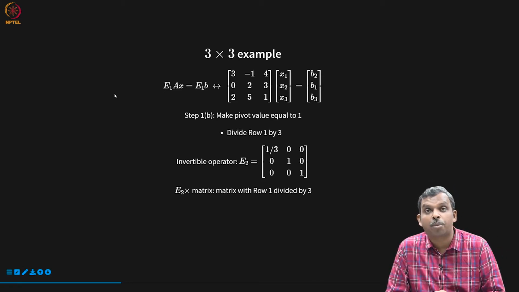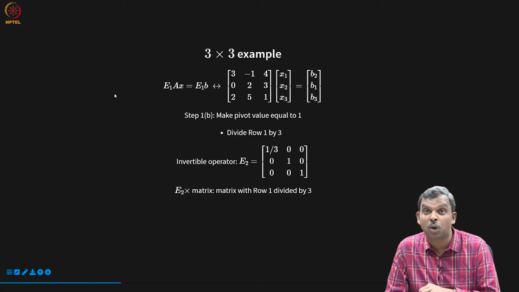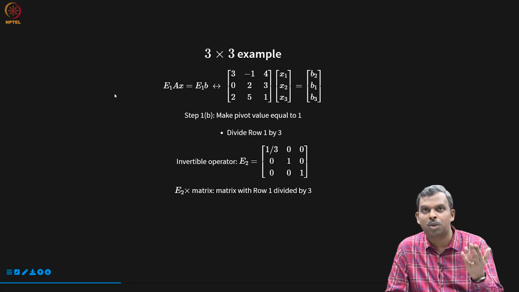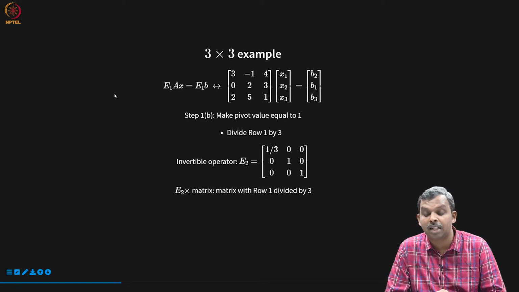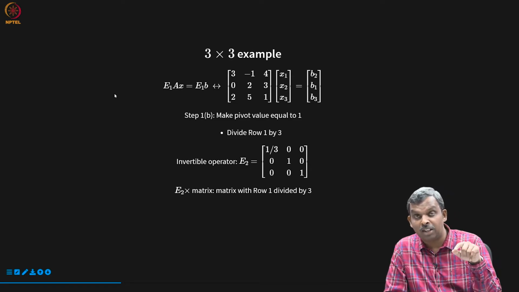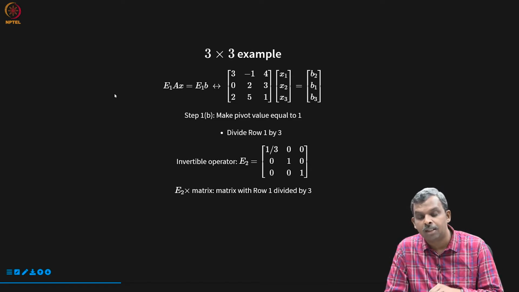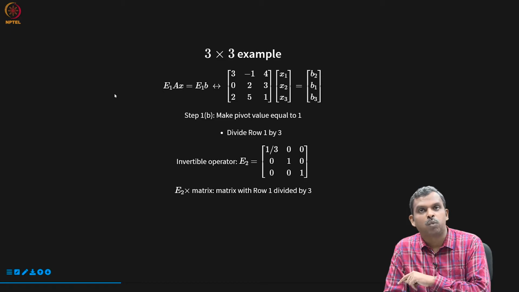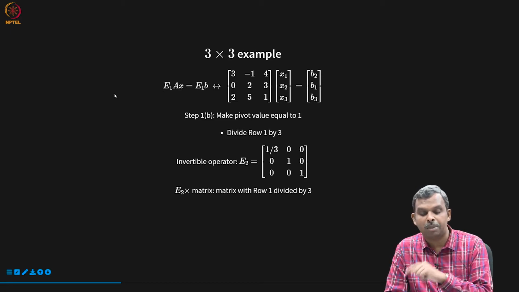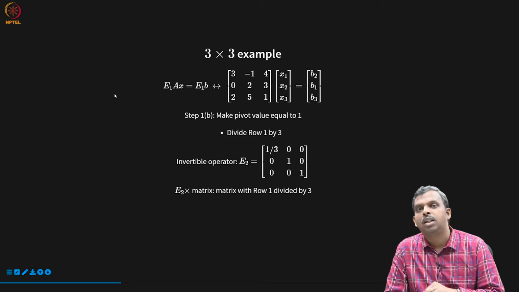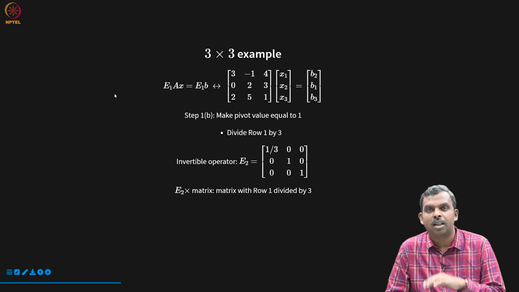So for that there is an operator, and that is a diagonal operator. Okay, so this is a diagonal. The previous one was a permutation sort of operator. This one is a diagonal operator. You see that it has non-zero values only on the diagonal: 1 by 3, 1, 1. Okay, and you can see that when this E2 multiplies a matrix, row 1 alone ends up getting divided by 3. The other two rows are not affected. It's retained exactly as it is.